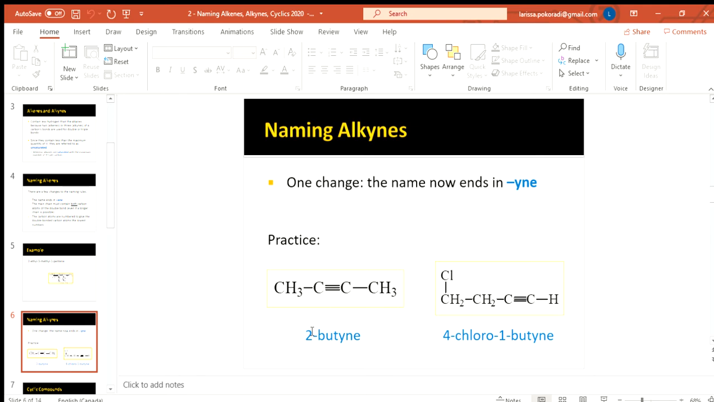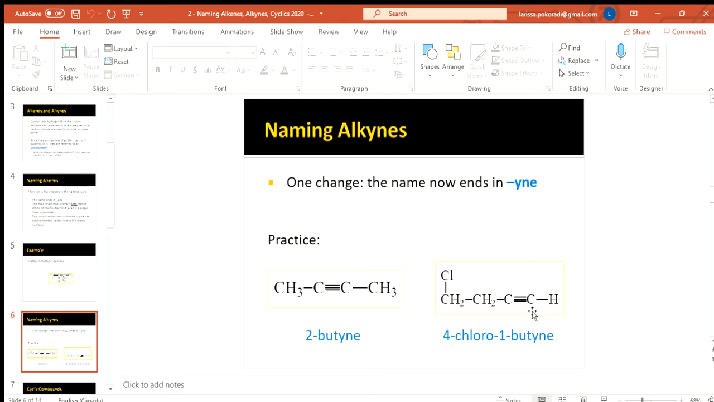We need to number where the triple bond is. We can start actually on either side because you can probably tell that's symmetrical. So we'll start here, 1, 2, 3, 4. So we use the lower number of the bond. Or if we want to go backwards, 1, 2, 3, 4. So either way you number it, we'll end up with a 2-butyne.